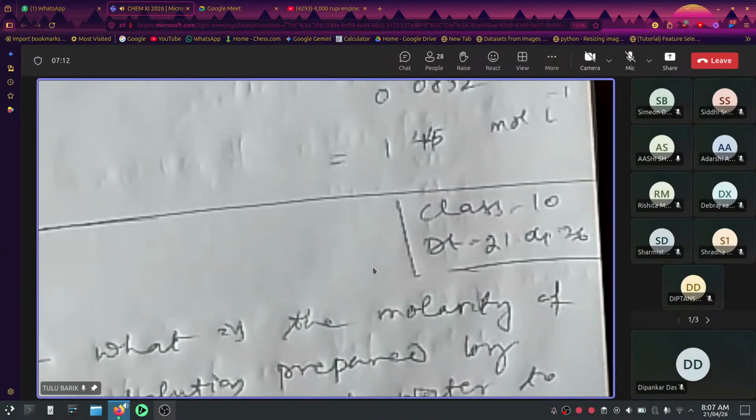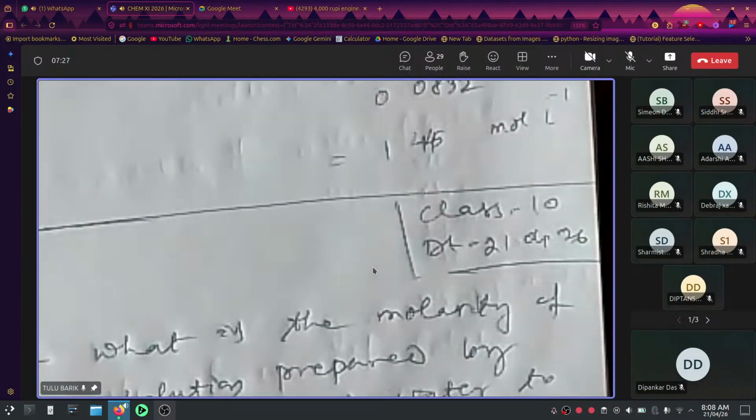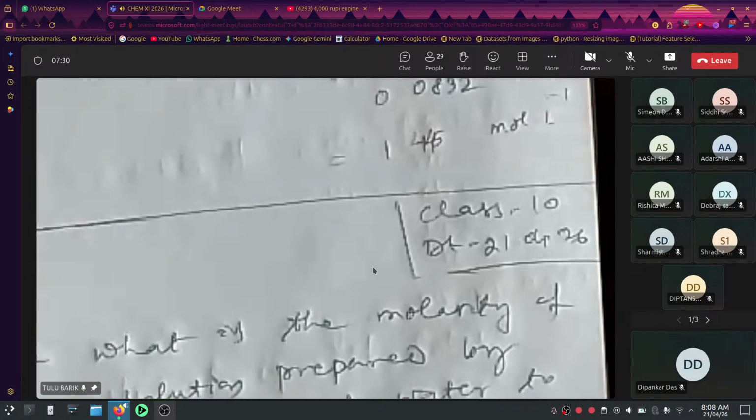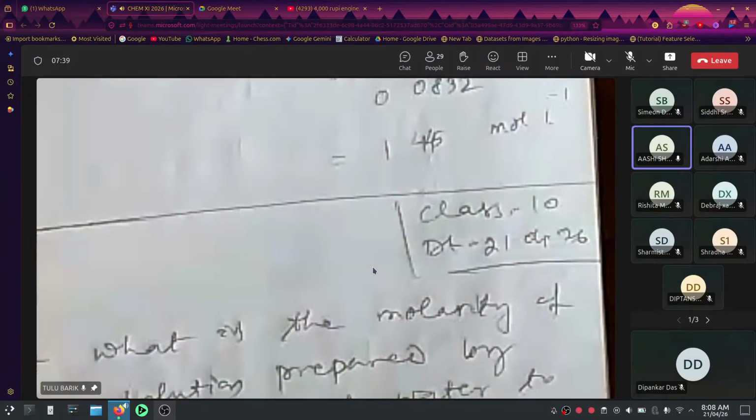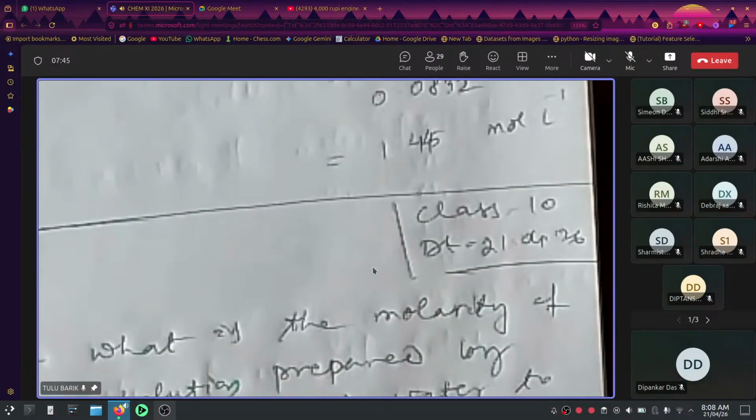Yes, sir. Sir, 13 liters or 1.3 liters? 1.3 liters, 0.2 M HCl. Sir, can you repeat the question? It is not visible. What is the molarity of a solution prepared by adding 200 milliliters of water to 1.3 liters of 0.2 M HCl?